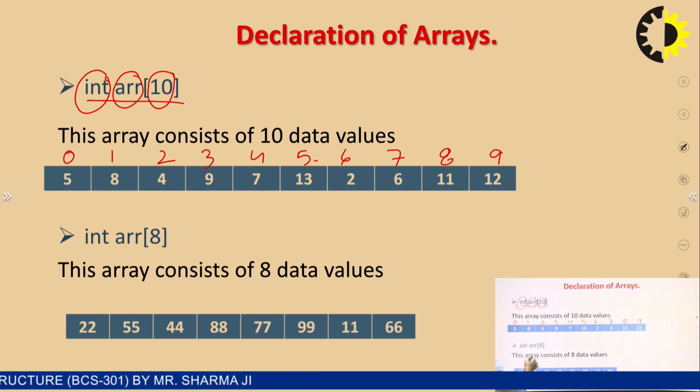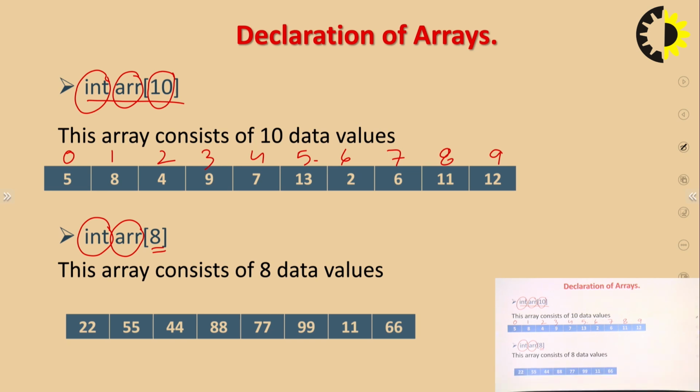Here int arr[8], this is also a type of array, arr is the name of the array, and here is the size of the array. In this array we have to store 8 values, that is 22, 55, 44, 88, 77, 99, 11 and 66. The index of this array also starts with 0, 1, 2, 3, 4, 5, 6 and 7. From 0 to 7 there are a total of 8 values, because the size of the array is 8. Here we have to fix the length of the array.